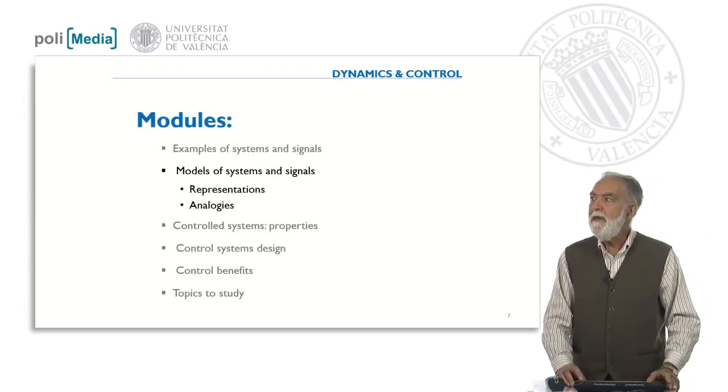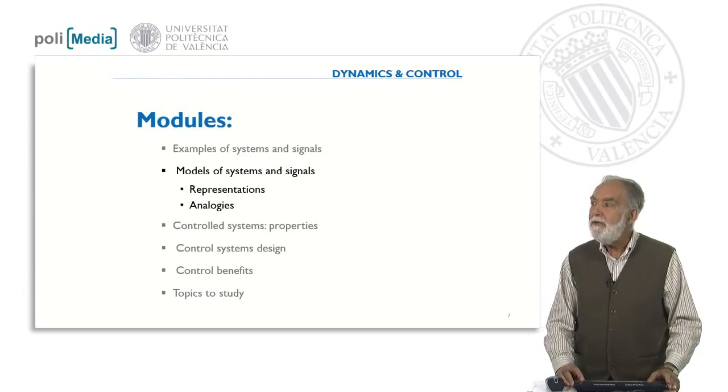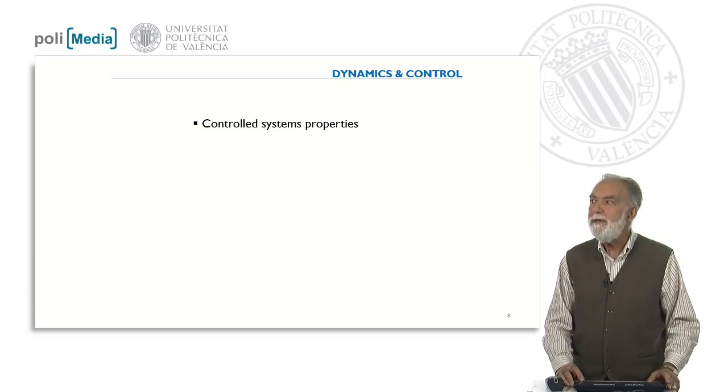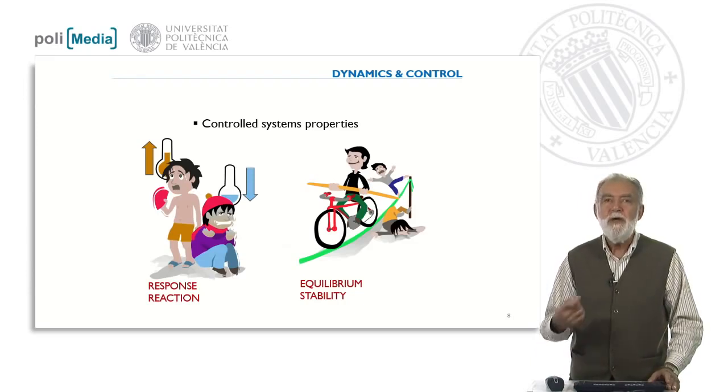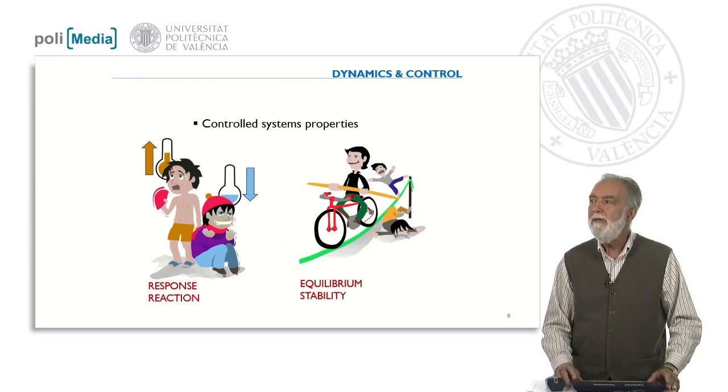So we will see representations of systems and signals, and we will also see analogies. As I mentioned at the beginning, we are interested in controlled systems, so we will see some properties of controlled systems. For instance, most of the systems work by reaction. We are feeling cold, and then we start to tremble to raise the temperature. Or on the other hand, if we feel too hot, then we put on some air to be more refreshed.